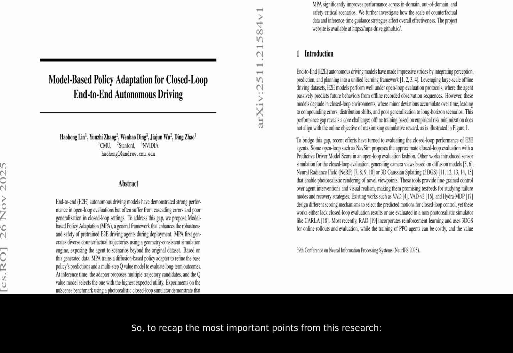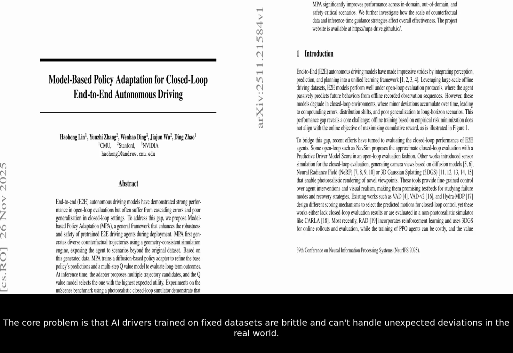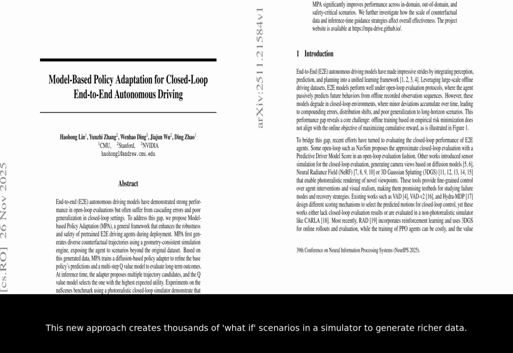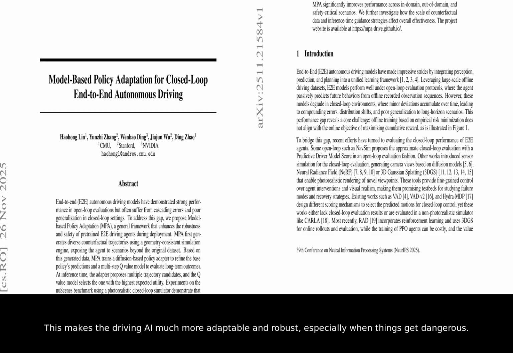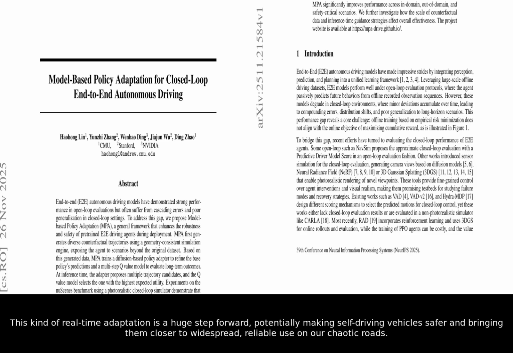So, to recap the most important points from this research. The core problem is that AI drivers trained on fixed datasets are brittle and can't handle unexpected deviations in the real world. This new approach creates thousands of what-if scenarios in a simulator to generate richer data. It then uses a co-pilot model to propose multiple actions and a judge model to select the best one based on long-term safety. This makes the driving AI much more adaptable and robust, especially when things get dangerous. This kind of real-time adaptation is a huge step forward, potentially making self-driving vehicles safer and bringing them closer to widespread, reliable use on our chaotic roads.